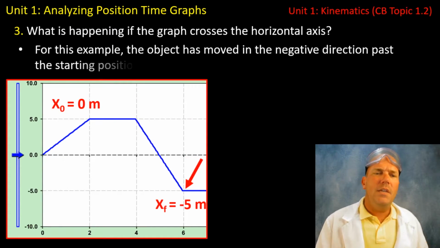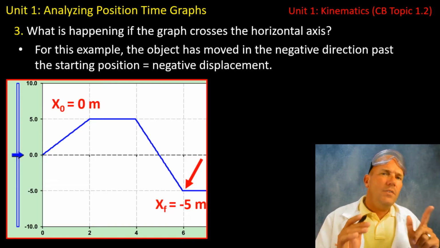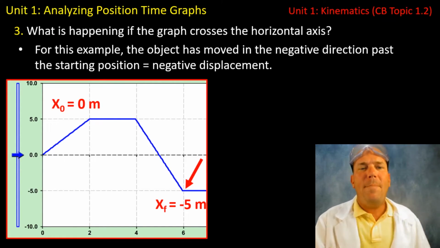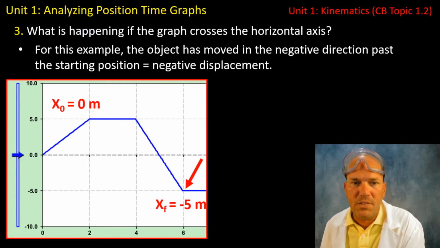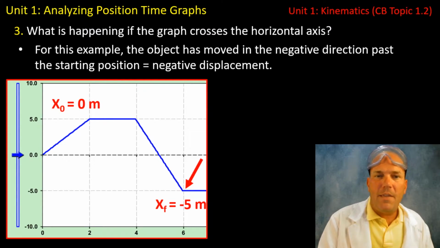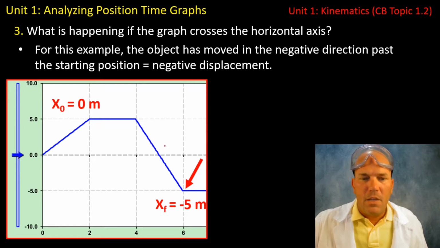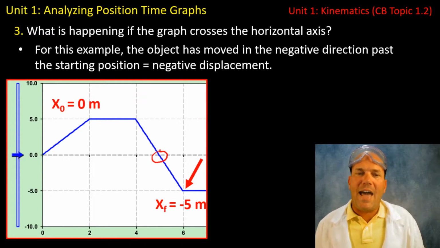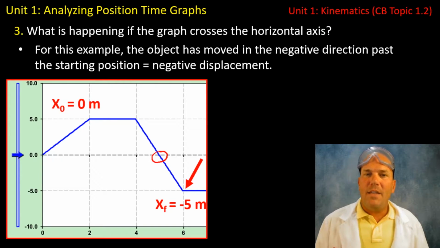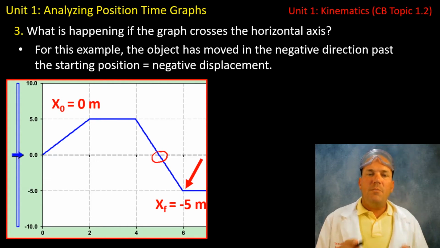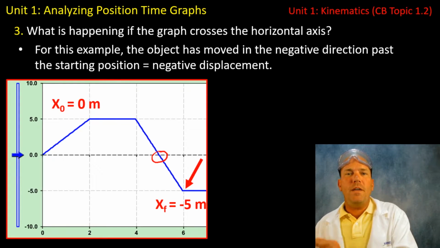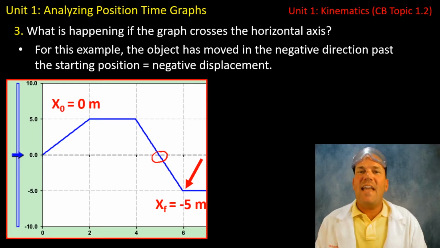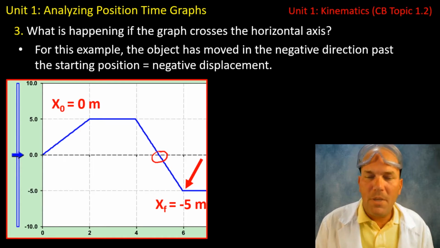Here we can see that the object is moved off in the negative direction and it's gone past its starting position. So we have a negative displacement. So right here, when crossing the horizontal axis, the moving man at that instant is moving to the left, but moving past his starting position of x naught equals 0 meters.